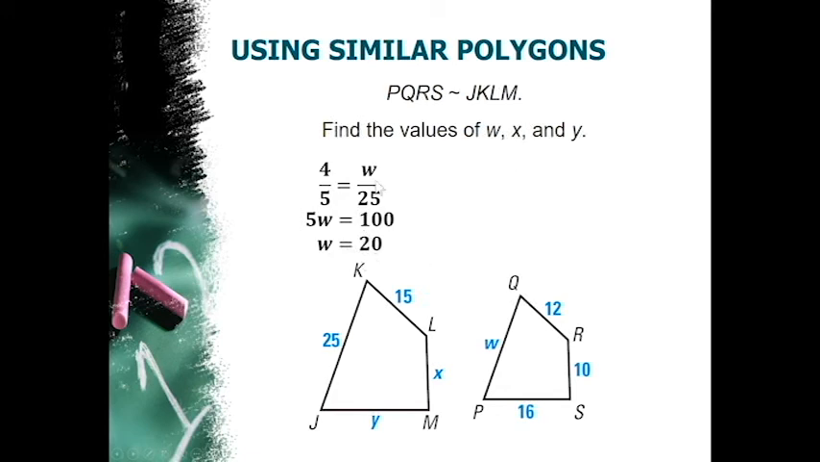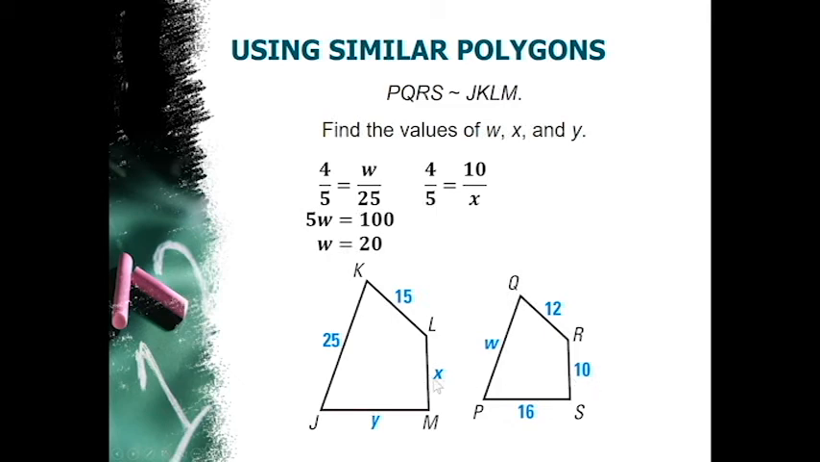Same setup for X. It would be a completely separate problem. You're going to do 3 independent problems here. First one for W, second one for X. We would set that up the same way, starting off with the exact same scale factor, this time looking at where your X value is and what corresponds with it. Our smaller value would be the 10.